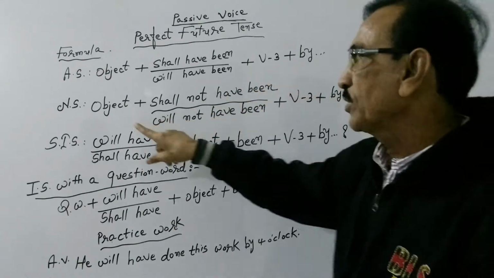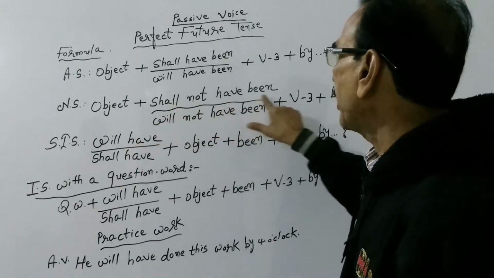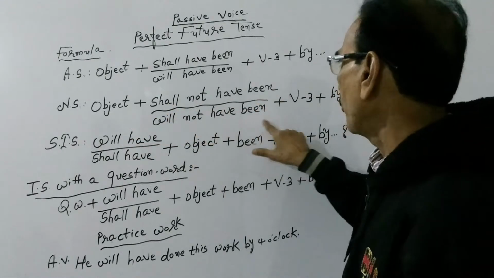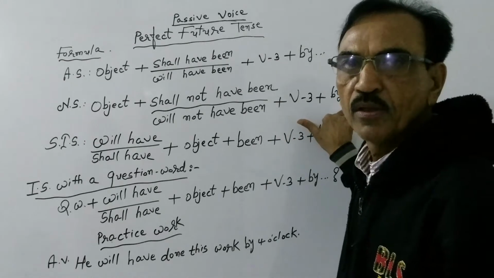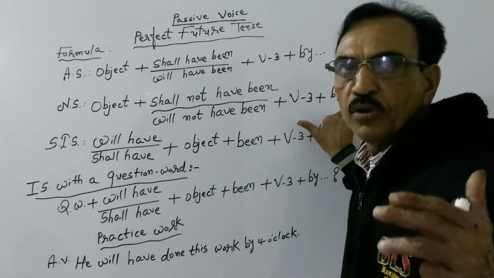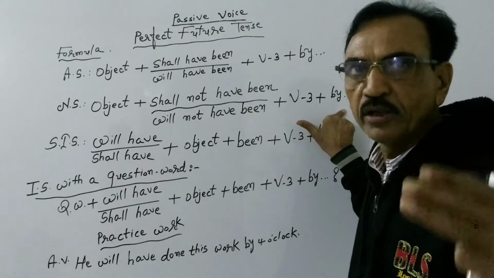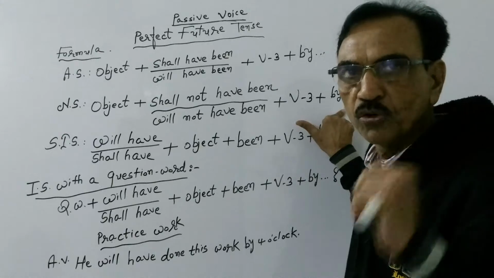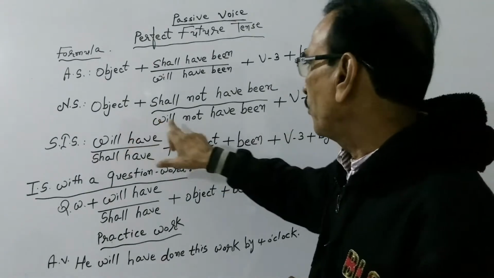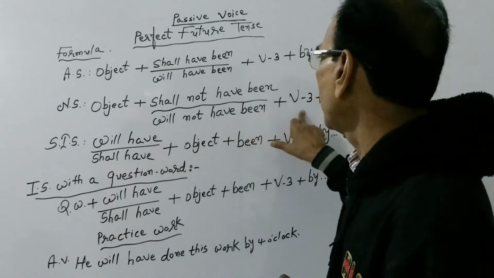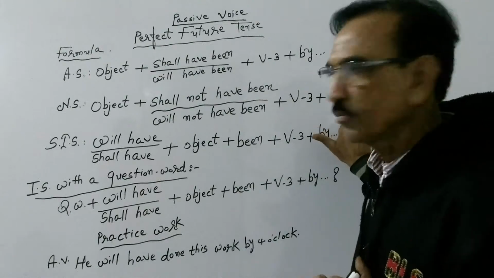Now, for negative sentence, I have written a formula like object plus shall not have been or will not have been plus V3 plus by. So, they will not have done that work by 5 o'clock tomorrow. So, that work will not have been done by them by 5 o'clock.